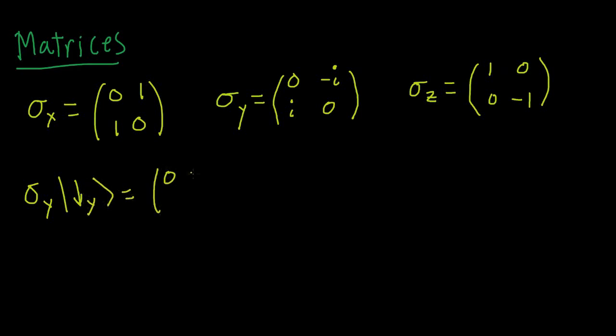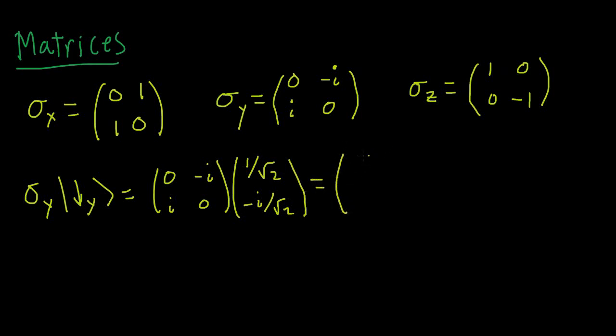So that's just 0, negative i, and 0. And here we have 1 over root 2 and negative i over root 2. The negative i makes all the difference. So, are you stamping? All right, so stamp in your head with me, right? We got 0 times 1 over root 2 minus i times negative i over root 2. And then we have i times 1 over root 2 plus 0 times negative i over root 2.